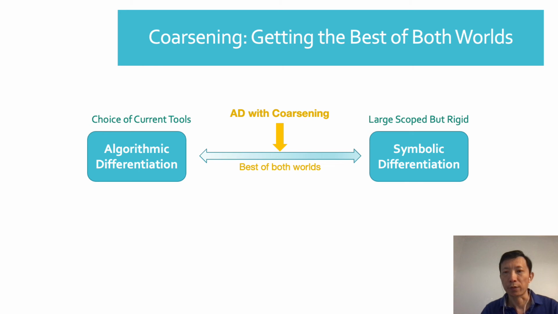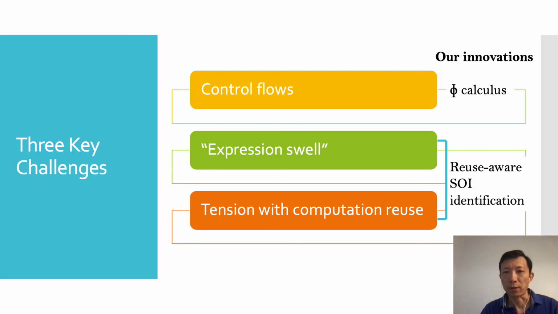Coarsening introduces a new way to do AD. It enables a combination of algorithmic differentiation and symbolic differentiation, getting the best of both worlds. It does it by contributing two innovations, phi calculus and reuse-aware SOI identification, which address three long-standing obstacles for symbolic differentiation.